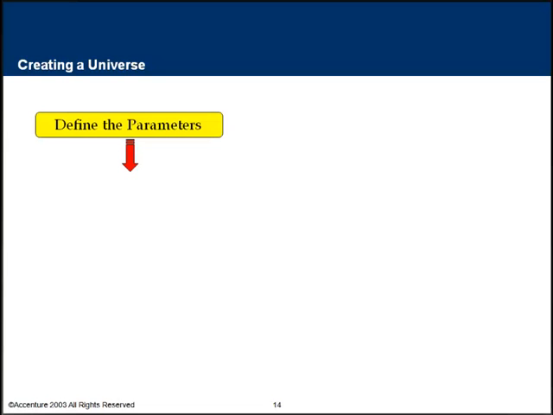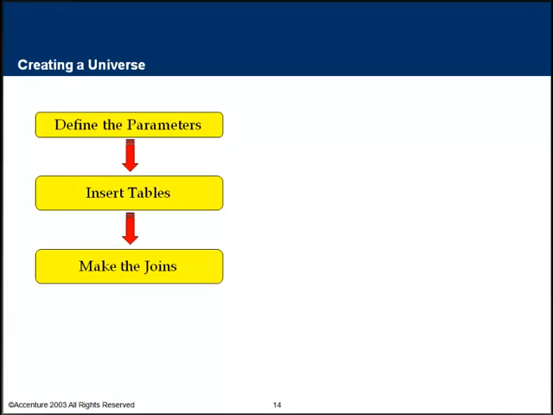In defining parameters, what we did is we gave the name of the universe, and we also defined the connection between the universe and the data warehouse. That is what you do in defining the parameters. Number 2 is insert tables. Once you define the connection between your universe and the data source, you need to right click in the structure pane, select the required tables and import them. That we call insert tables.